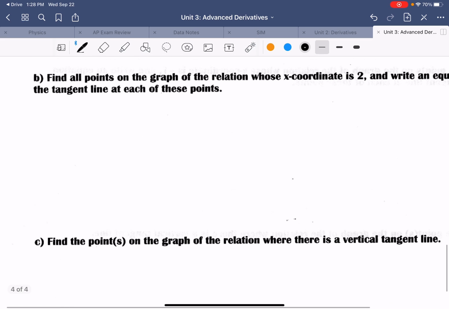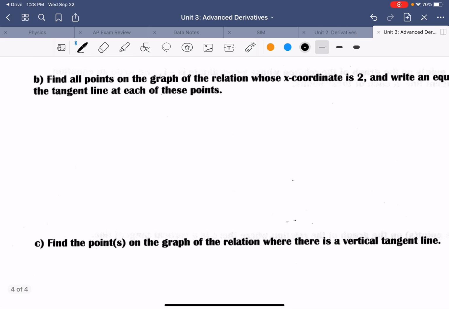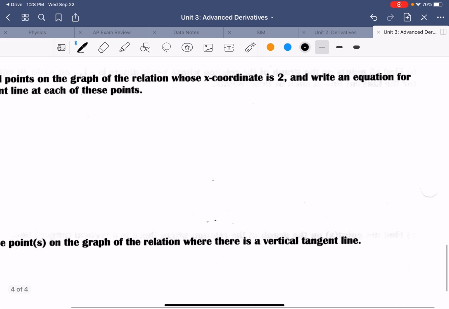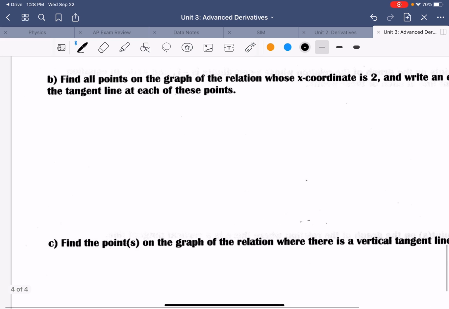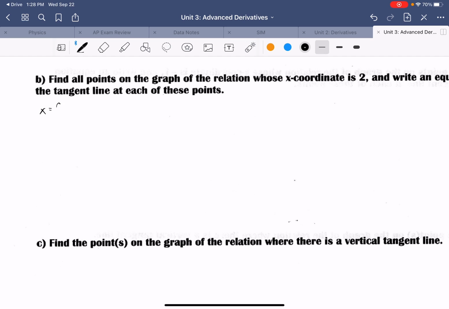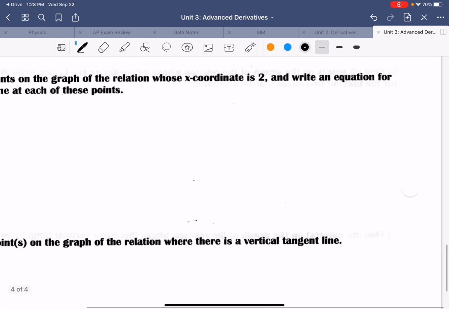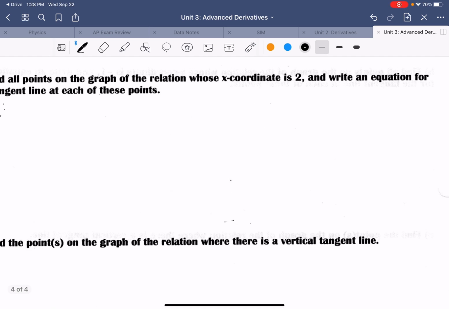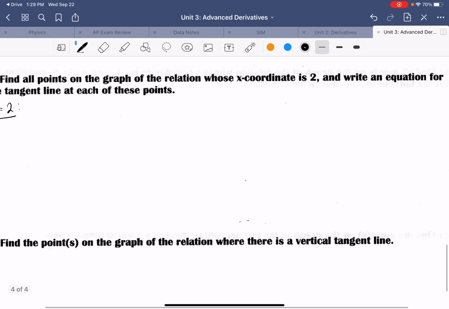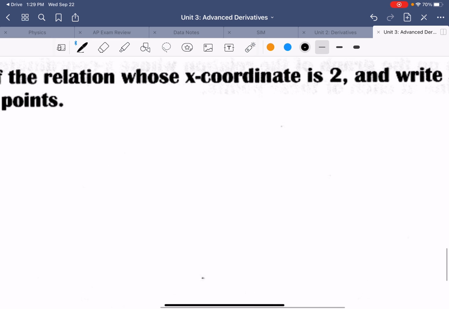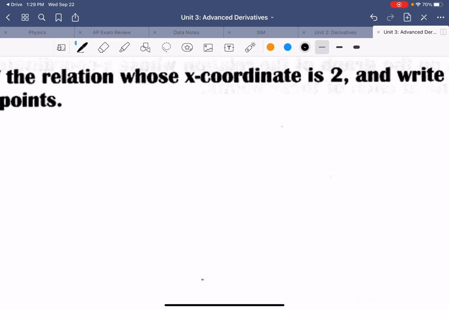Part B says to find all points in the graph of the relation whose x-coordinate is 2. So we're going to be starting from x equals 2. And write an equation for the tangent line at each of these points. So since we're trying to find the equation of the tangent line, I'm just going to go ahead and write out what the equation of a tangent line is.